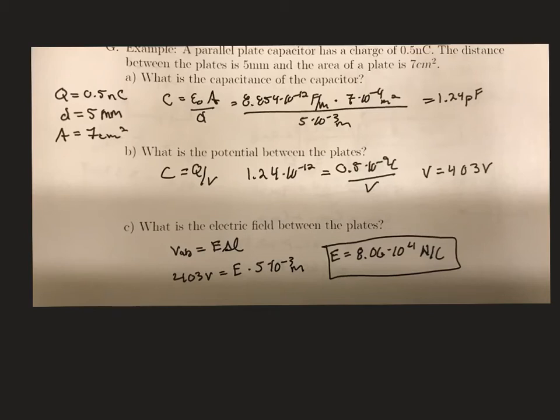Alright, so we're going to look at an example problem where a parallel plate capacitor has a charge of 0.5 nanocoulombs, the distance between the plates is 5 millimeters, and the area of the plate is 7 centimeters squared. First, we want to know what the capacitance of the capacitor is.